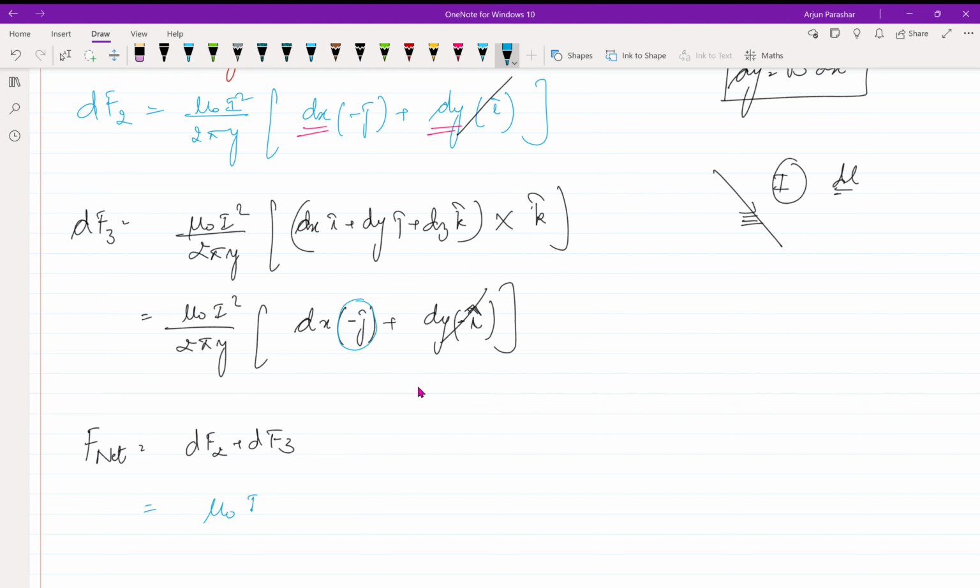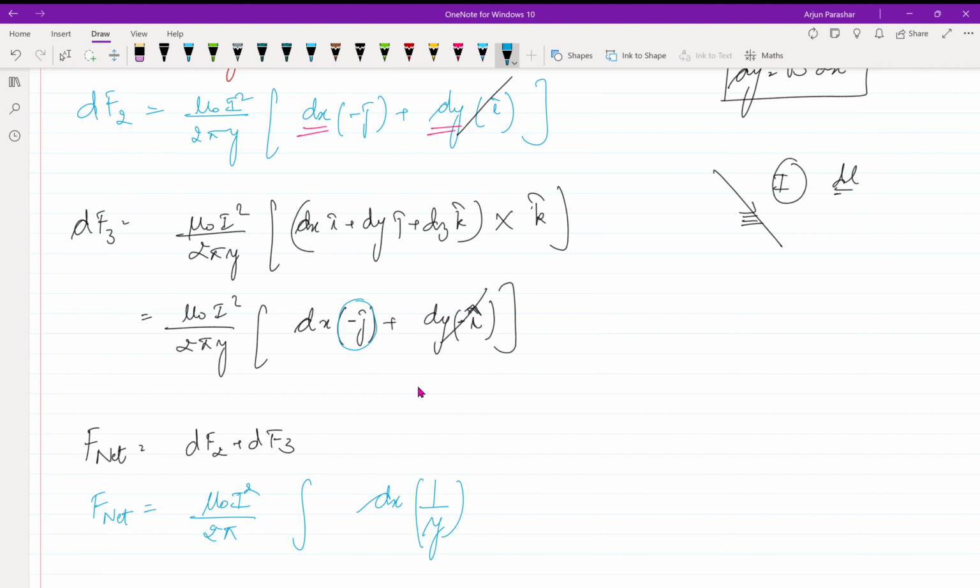So that's why mu naught I square upon 2 pi y, and we are using f net now, so I'll be using integration now instead of df. So mu naught I square upon 2 pi, and here dx will be left, with one d and one y.